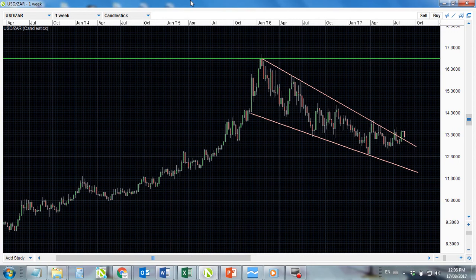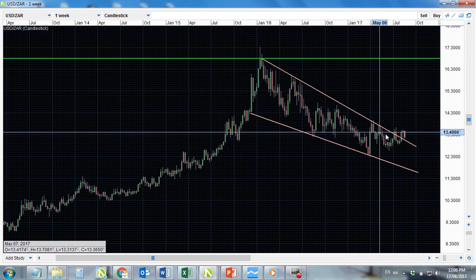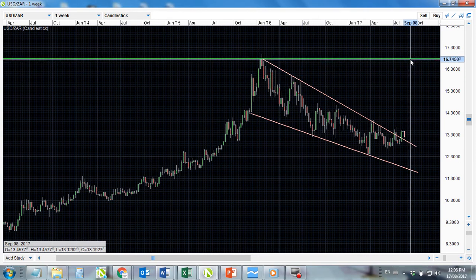Okay, so this is what happens: the wedge forms, it breaks to the upside, and then the target is around 16 Rand 80.